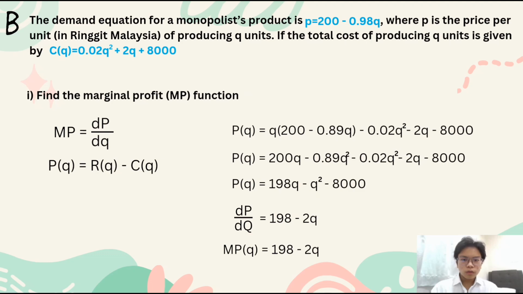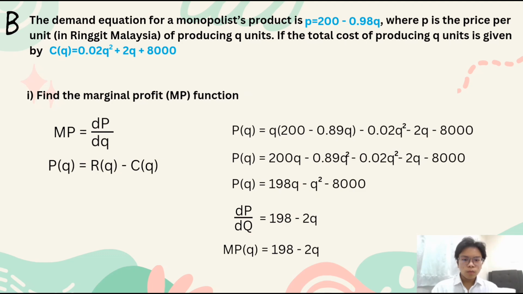I will present question B. For this question, it has been given that the demand equation for a monopolist's product is P = 200 - 0.98Q, and also the cost function C(Q). To find the marginal profit MP function, we can start by calculating the profit function, which is profit equals revenue minus cost, so P(Q) = R(Q) - C(Q). The revenue function is R(Q) equals Q multiplied by the demand equation. After substitution and simplification, we get the profit function equal to 198Q - Q^2 - 8,000.